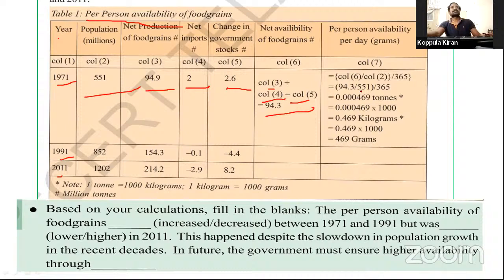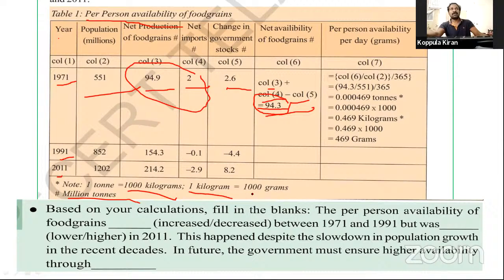See first, 94.9. This is the total net production. This is added to the production. We are importing this production and the changes. This is deducted from both of them. Then finally, it is the final food grains available. See how much food grains? Million tons. How many food grains are available here? 94.3 million tons. 1 ton equals 1000 kilograms.